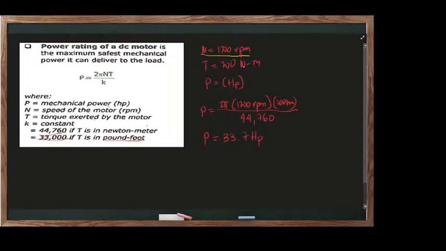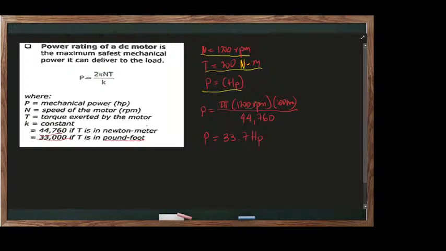Yan yung ating speed, habang yung torque natin is 200 Newton meter, no? So we need to find the power, the power rating of the DC motor, or the mechanical power of the DC motor. So, ang gawin natin, we just substitute the given sa ating formula. So, 2 pi, yung N natin is 1,200, habang yung ating T, torque is 200 Newton meter. So, yung unit ng ating torque is Newton meter.